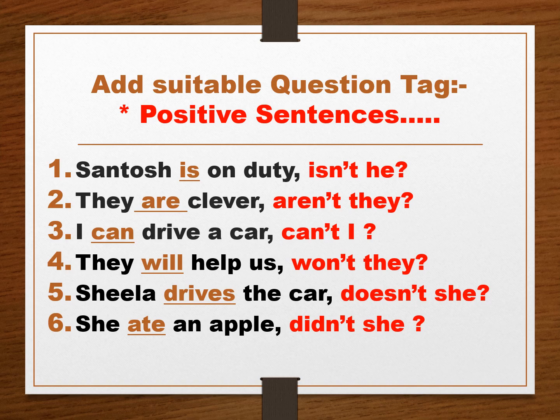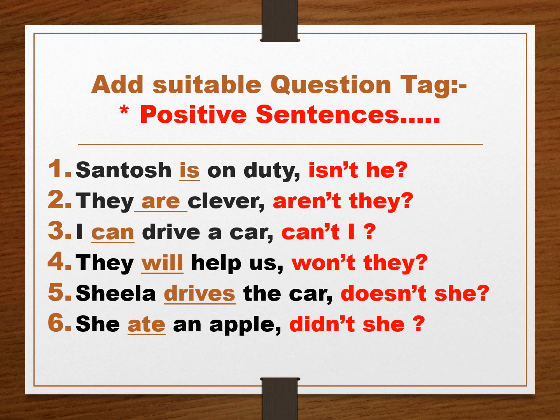Let's see the second example. They are clever. Yes, the auxiliary verb is are. The sentence is positive, so the tag will become negative. Hence, the tag is aren't they.